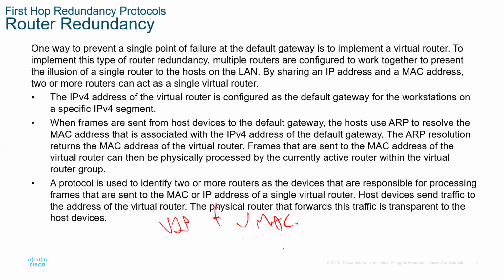So in terms of address resolution, what will be used for resolution are these two addresses. So you forget the physical interfaces of the participating routers in a given group. What you'll be dealing with now are the virtual IP addresses. A protocol is used to identify two or more routers as the devices that are responsible for processing frames sent to the MAC or IP of a single virtual router. Hosts send traffic to the address of the virtual router. The physical router that forwards this traffic is transparent to the host devices.